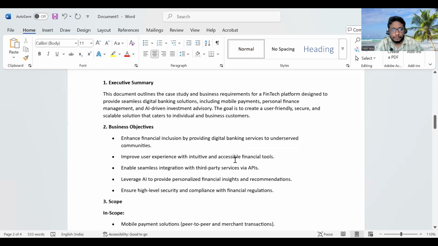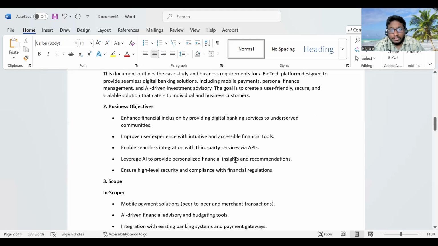Next section is business objectives. In business objectives, we will be keeping what the business is expecting from the app as well as the software. Enhance financial inclusion by providing digital banking services to underserved communities. Improve user experience with intuitive and accessible financial tools. These all are the business objectives, what the business wants to achieve with this app or software.